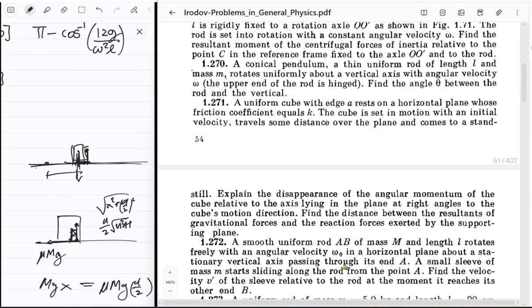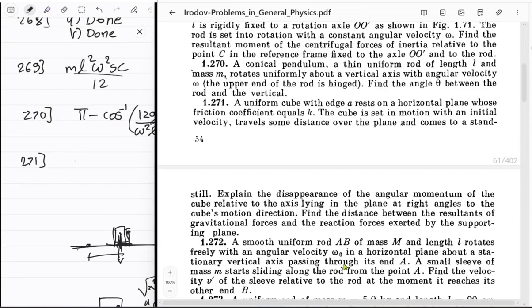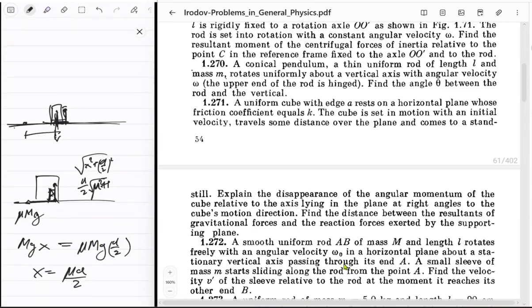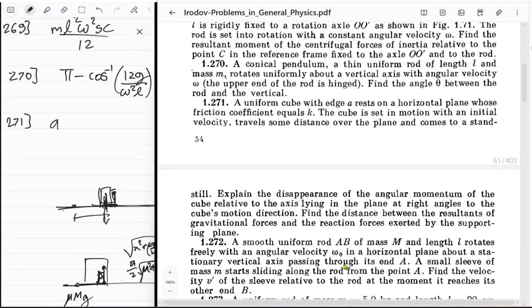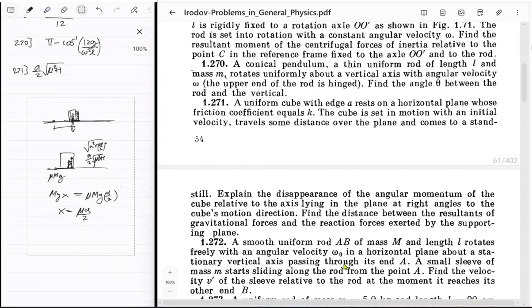This is mu, it's different. So there we go. That should do it. So the distance is a upon 2 times the square root of mu squared plus 1. Next question. 272.